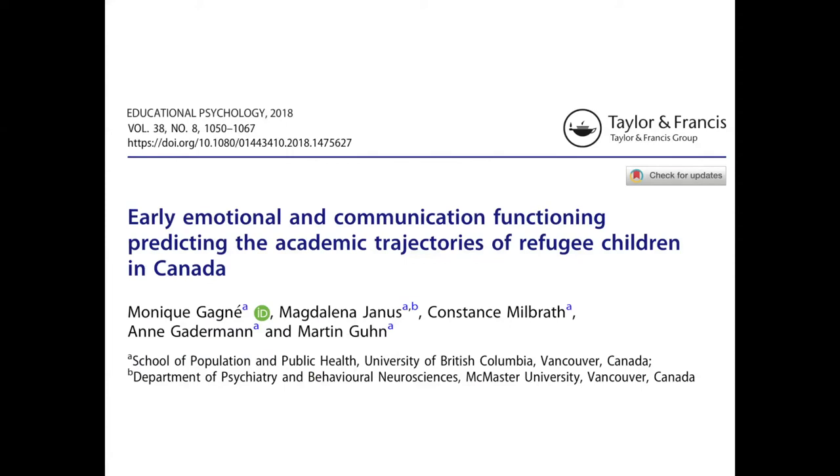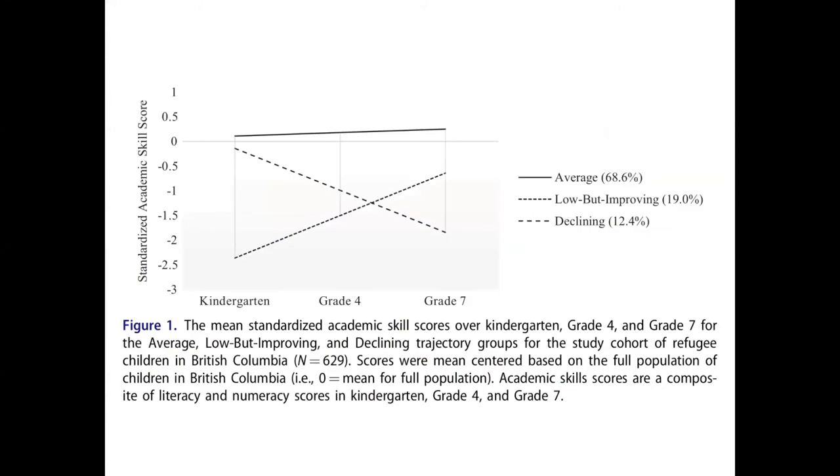And I'll just showcase a couple of findings from that type of research, where we were able to link academic data for refugee children. So it didn't just mean to go to the Ministry of Education and get educational data, but we also got from the immigration office at the federal level information on which children came here as refugees and which ones didn't. This work was led by Monique Garnier, and what she found is that you can categorize children according to their trajectories.